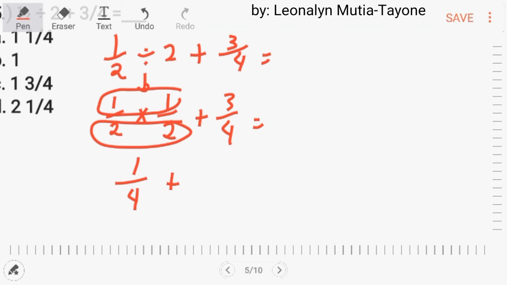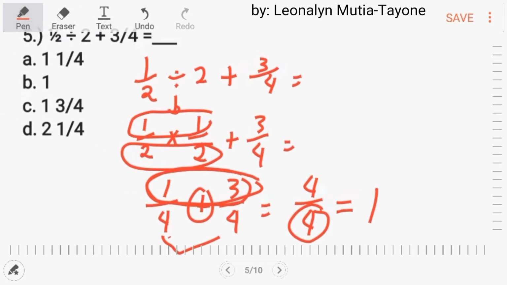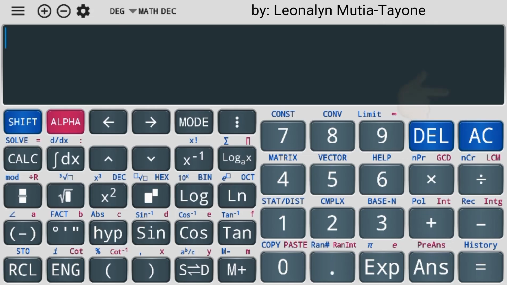So, 1/4 plus 3/4, and that is 4/4. Kasi sa addition ng fraction, kopyahin lang yung denominator. Pareho lang naman sila ng denominator, so kopyahin siya. Ang i-add natin yung numerator, 1 plus 3 equals 4, and 4/4 equals 1. So, the answer is letter B. Ngayon, i-double check natin sa calculator.